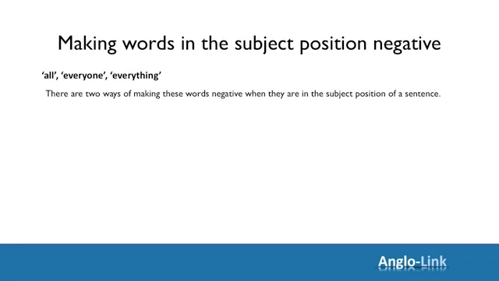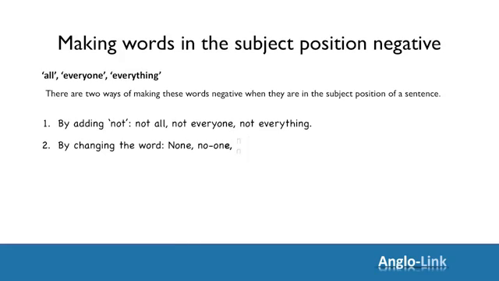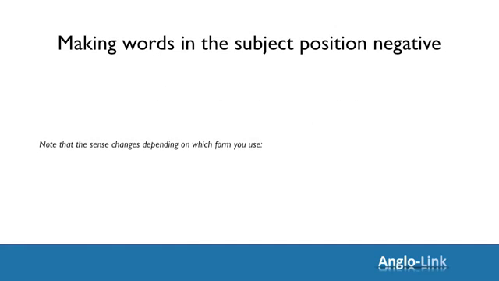You can add the word not to the beginning of the sentence, or you can use a negative word, which is the opposite of all, everyone, or everything. The opposite of all is none, the opposite of everyone is no one, and the opposite of everything is nothing. However, be careful that depending on which form you use, the meaning changes. Let's show you an example.